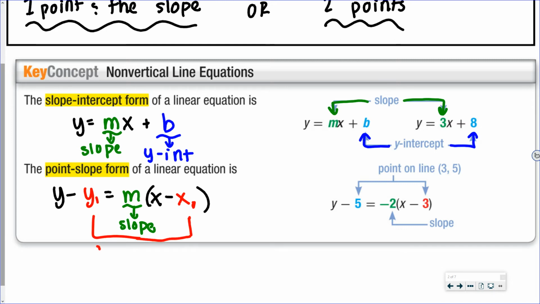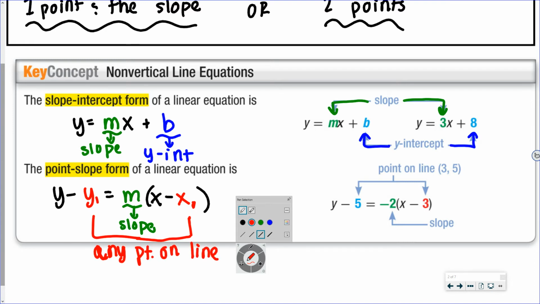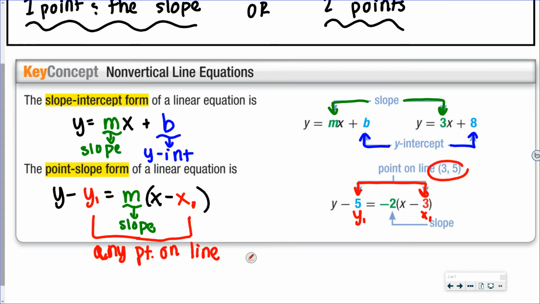Any point on the line. Okay, write that down. Here we go. Any point on line. So over here, you can see x1 is 3 and y1 is 5, and the formula is x minus and y minus. So the point (3, 5) would be on our line. And then obviously right here is still my slope.